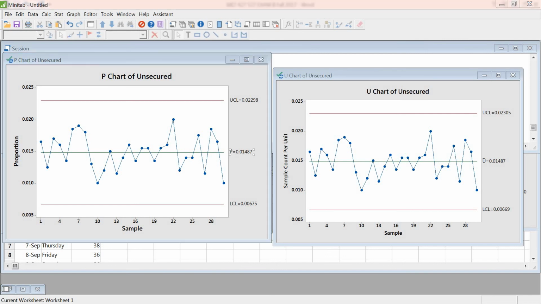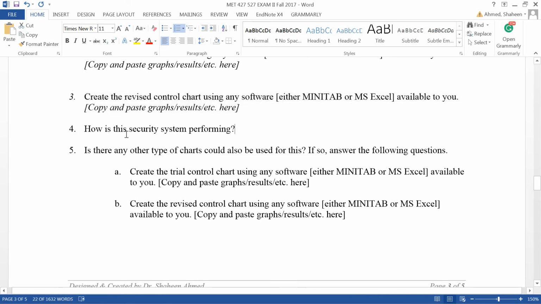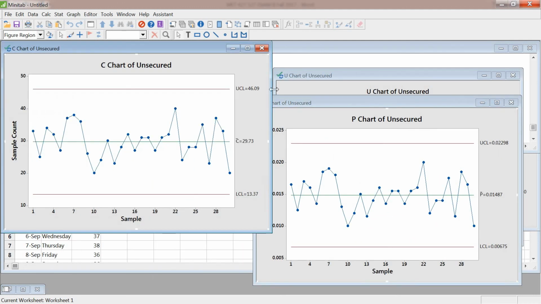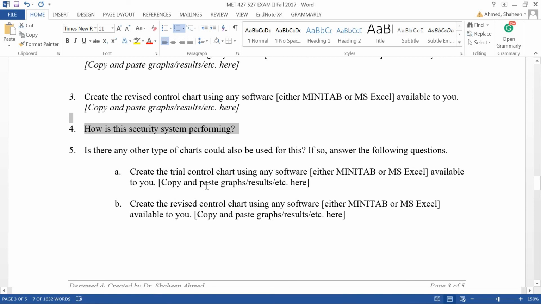Alright, so go back to the question. So we did the revised chart. How the security system is performing is basically asking for the process capability, the C value. If you look at the process center line, that's the process capability. On average, 1.5% of doors are unlocked. If you want to talk about 2,000 doors, out of 2,000 doors, about 30 doors are unlocked every night. So that's the process performance or capability.